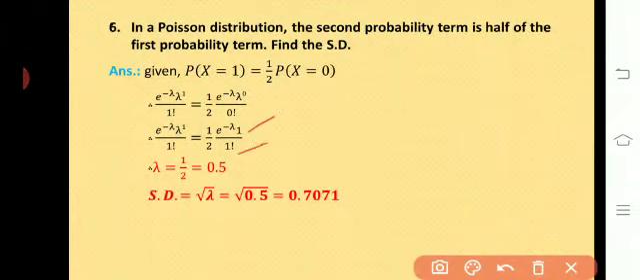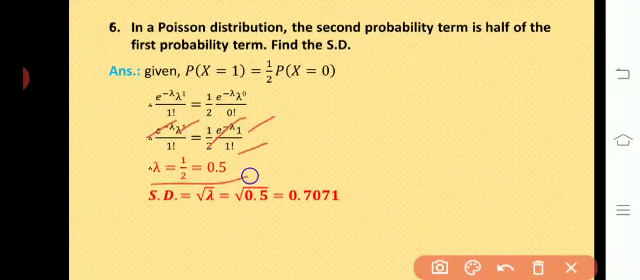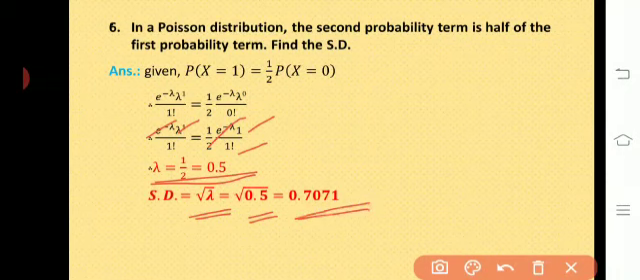Now common terms from both sides get cancelled. So what is common? e raised to minus lambda, e raised to minus lambda gets cancelled. Now what is remaining? Here remaining is lambda and here remaining is half. So lambda is equal to half, and lambda is equal to half means it is 0.5. Therefore standard deviation is equal to square root of lambda, which is equal to square root of 0.5, and which is equal to 0.7071, the standard deviation of the Poisson distribution.